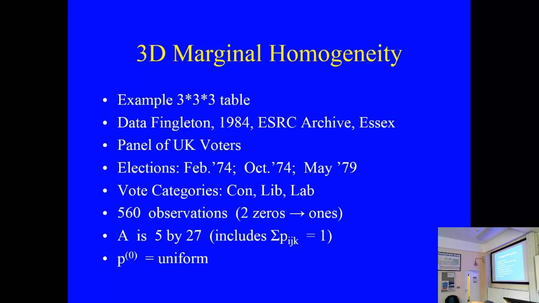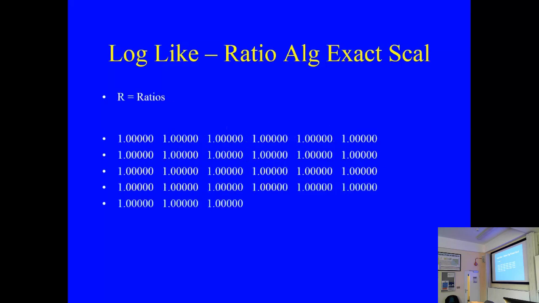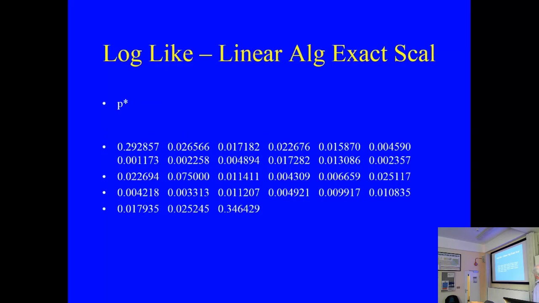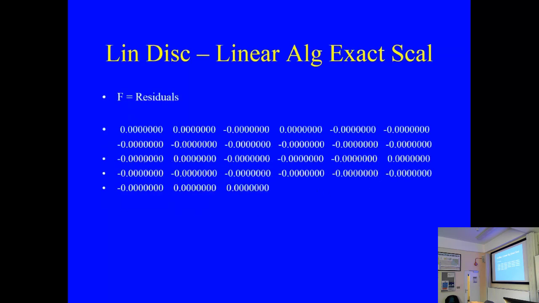The matrix A is 5 by 27. For the marginal homogeneity hypothesis, we have to impose some standardizing constraint, so the natural one is that the p's add up to 1. Again, a uniform initial set of values satisfies the constraints. So here are the p stars: 0 residuals, ratio is equal to 1. Then for the linear algorithm, 0 residuals. The linear discriminant, again, 0 residuals.